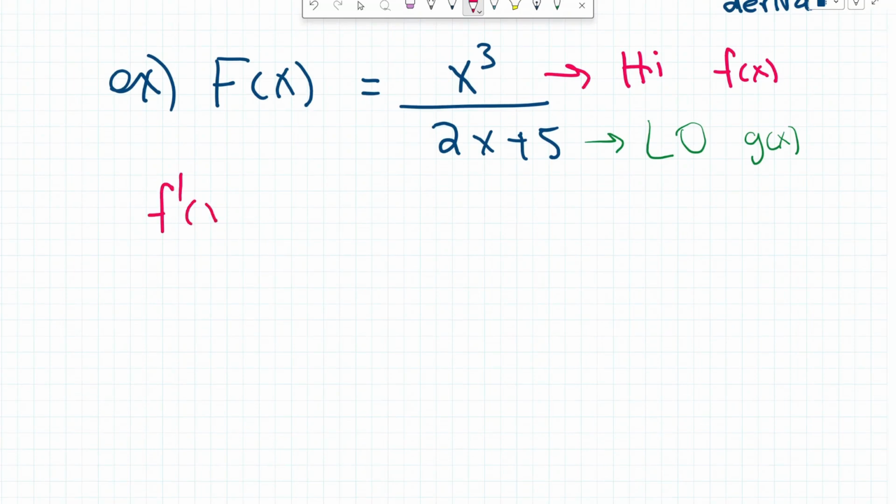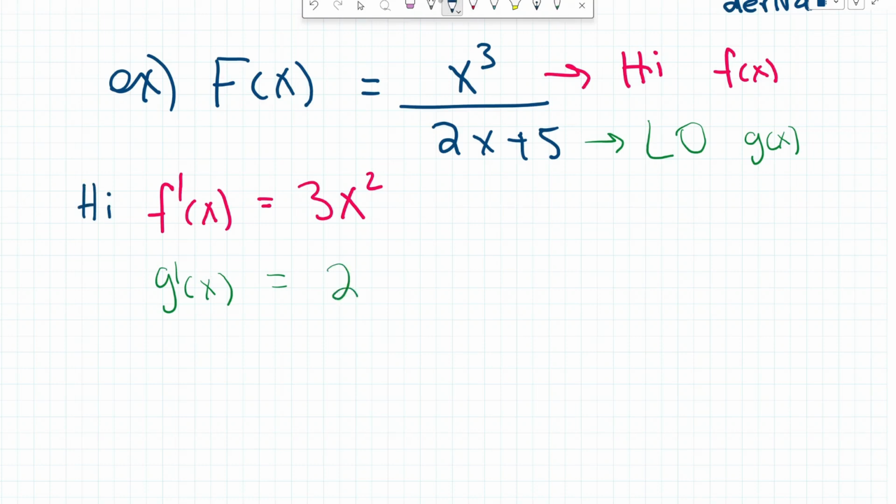So f prime of x equals 3x squared by the power rule. And then our g prime of x equals simply 2. So now we already have our high value, and our d high, and we have our d low. So let's put these into action to find the derivative.